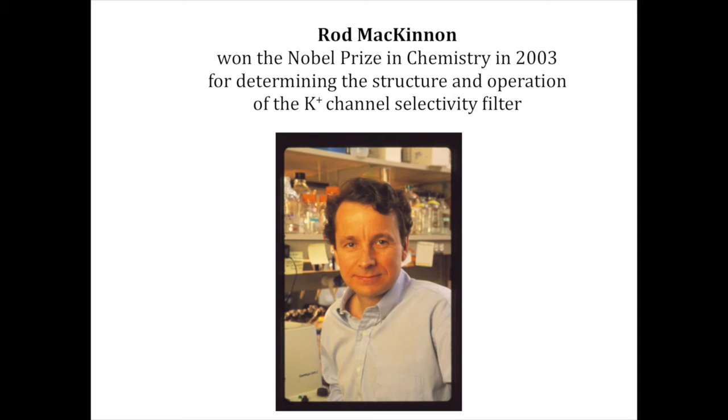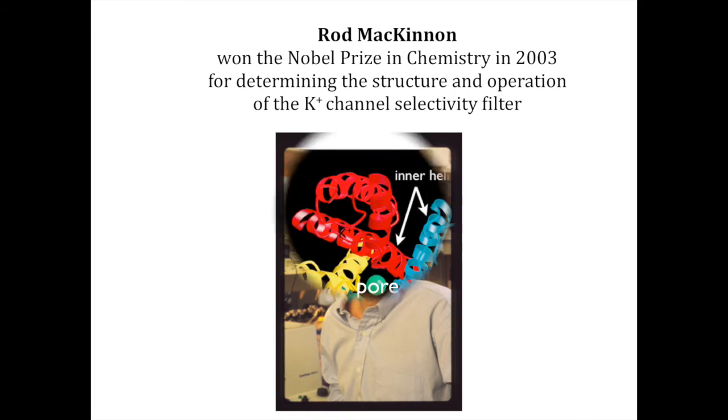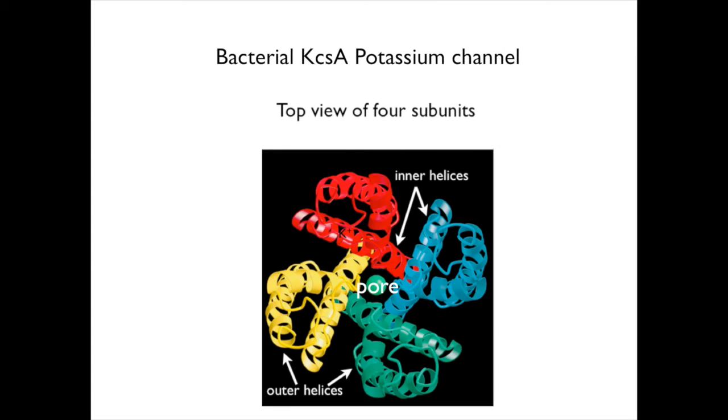MacKinnon and his colleagues used a bacterial potassium channel called KcsA. The exact structure of the channel is not terribly important for our purposes, but I would like to describe it just so you understand how it is put together. The only important part for us is the selectivity filter. This channel has a simple topology and is composed of 4 subunits, each one indicated by a different color in the slide. Like other channels, the subunits surround a central pore.